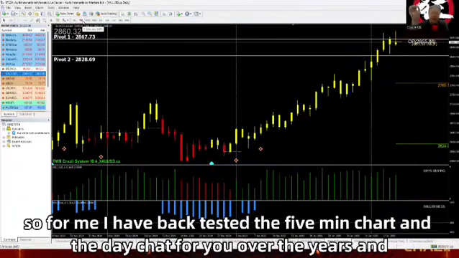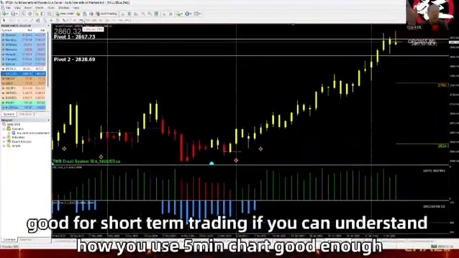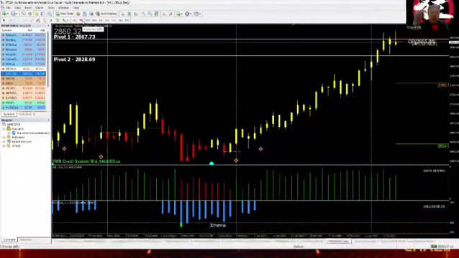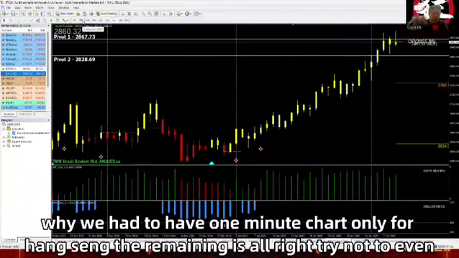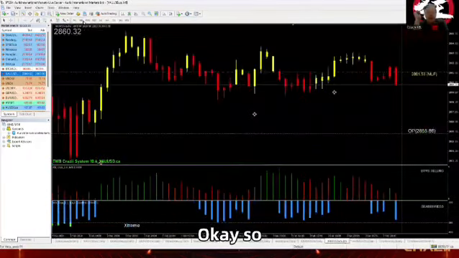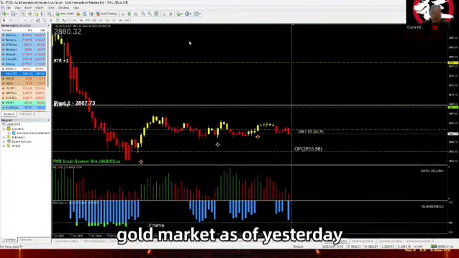So for me, I have back tested the 5-minute chart and the day chart for you over the years. And I tell you the 5-minute chart is very good for short-term trading. If you can understand how to use the 5-minute chart, good enough. Now only for Hang Seng, you go to M1, because Hang Seng, the volatility is faster. The time to trade is shorter. So that's why we have the 1-minute chart only for Hang Seng. The remaining, try not to even bother with that, yeah? Okay, so clear?